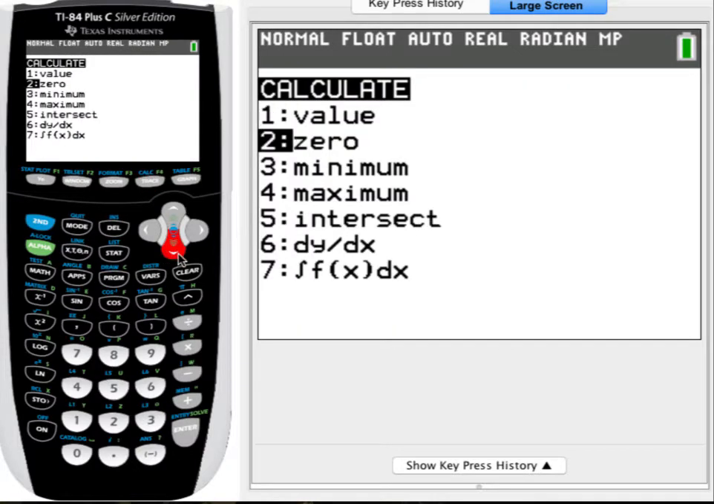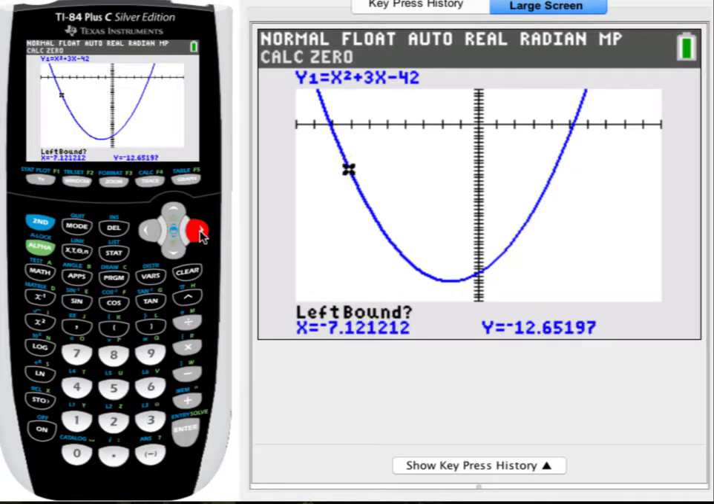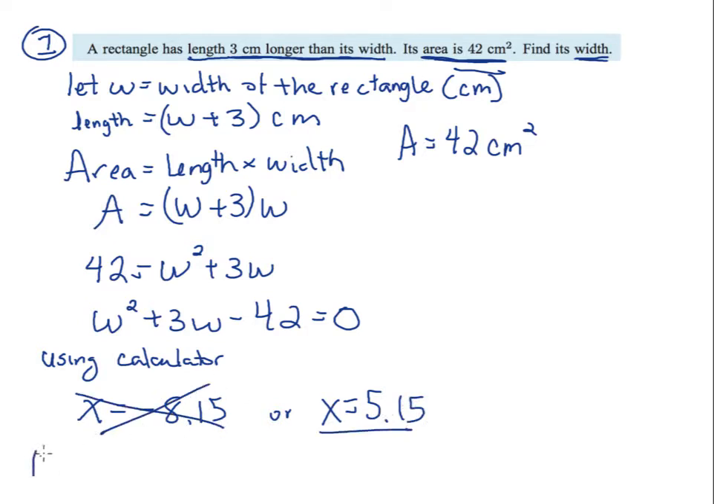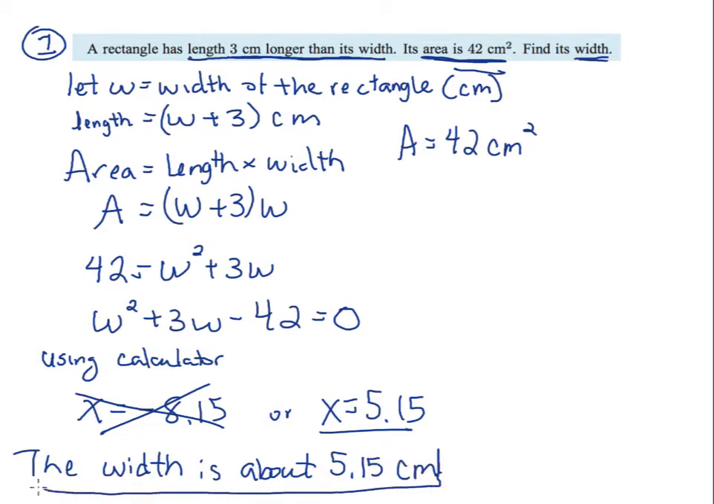So second trace, zero, enter. Move the cursor to the left of that zero, close to it, where the x value is less than the x value of the zero. Enter. Now move the cursor to the right of the zero, enter, enter. And we got 5.15 as a solution. On your work, remember, you write both solutions down, then you X out the one that does not make sense, and then write your answer in sentence form. So the width is about 5.15 centimeters. Make sure you use units of measurement in your final answer.